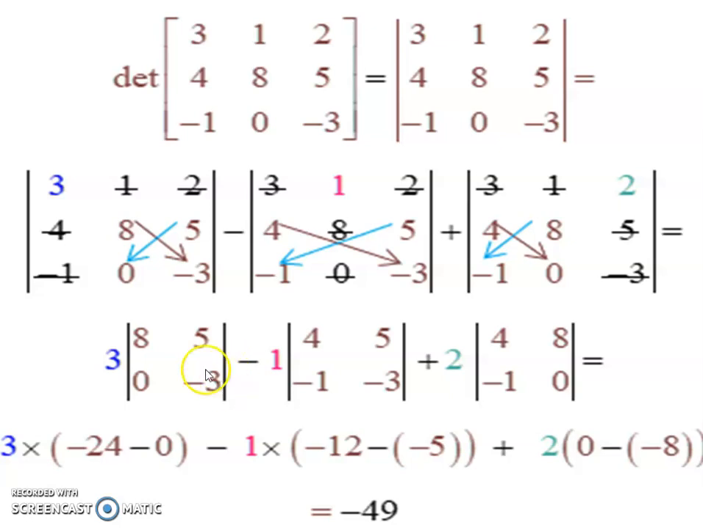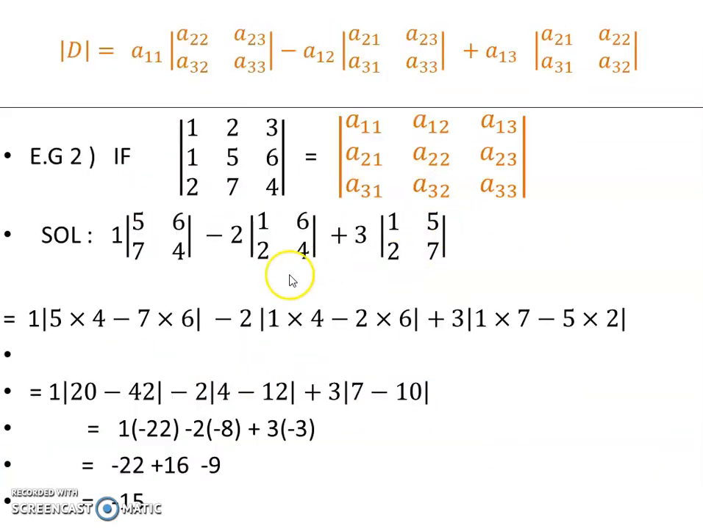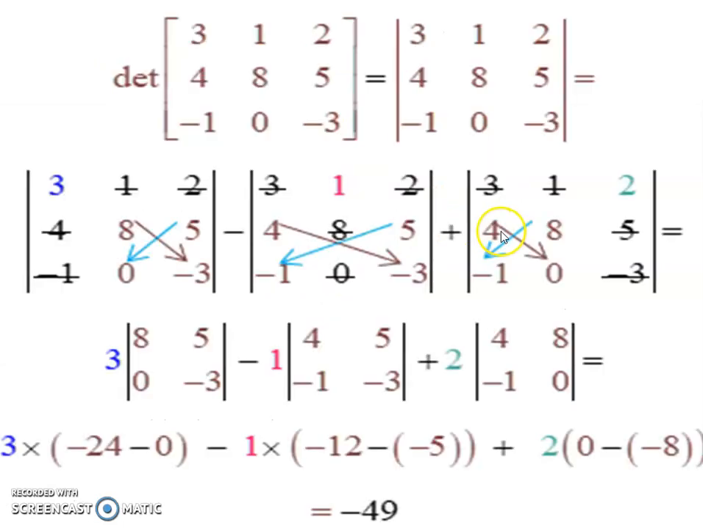Now we have to simplify. 8 into minus 3 is minus 24. 0 into anything is 0. Be particular about that thing. Minus 1 remains the same. 4 3s are 12 and minus 1 into 5 is minus 5, but the middle sign is minus. Be particular about simplification. Plus 2 remains the same. 4 into 0 is 0. Minus 1 into 8 is minus 8. We simplify and we derive the final answer is minus 49. If you use the pencil to cancel this way also, you derive the same answer, as I gave in this step. So both methods are applicable. So we revise that thing.